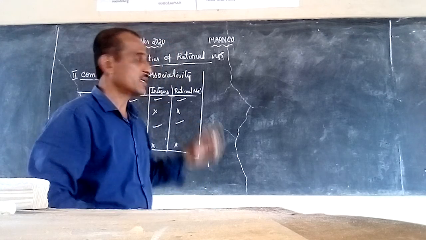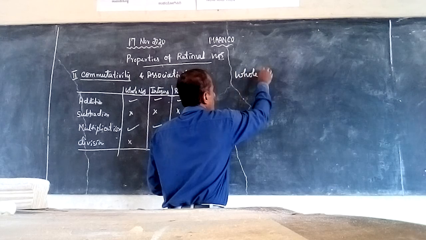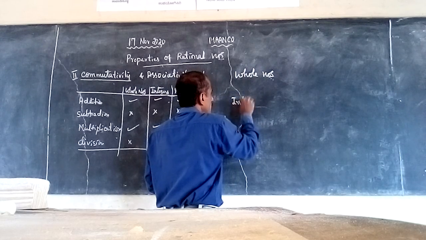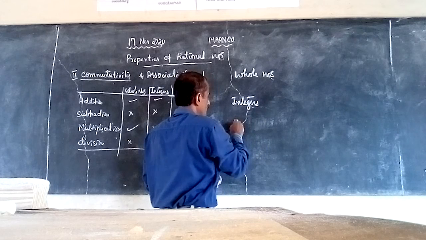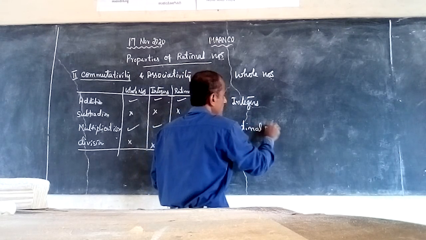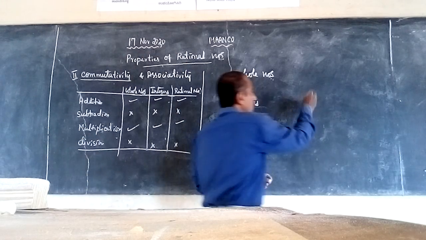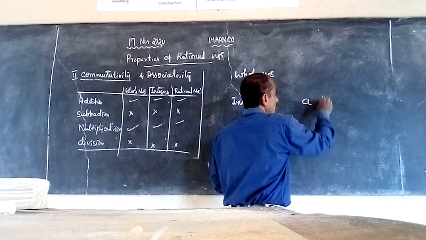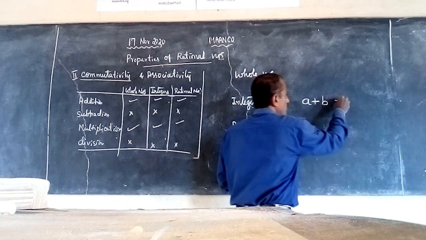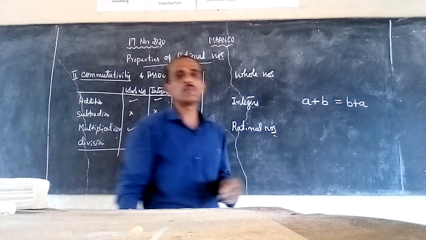Okay. First, let us see commutative properties of whole numbers. So, what is commutative property? Commutative property means if the numbers are a and b, then a and b can be interchanged. For example, for addition, a plus b is equal to b plus a. If it is true, then it holds good.